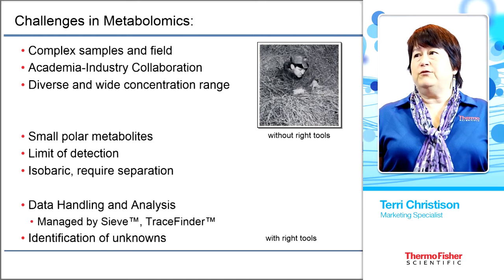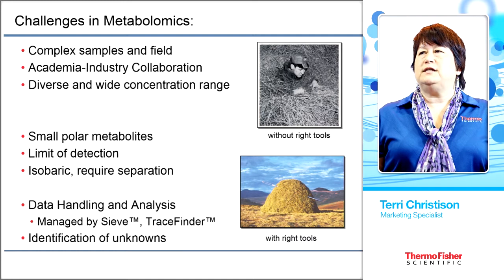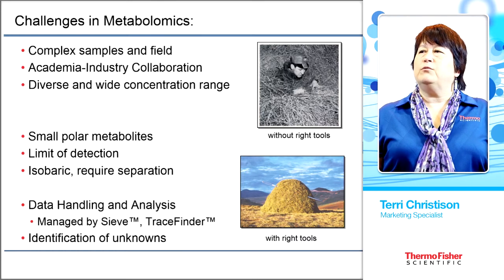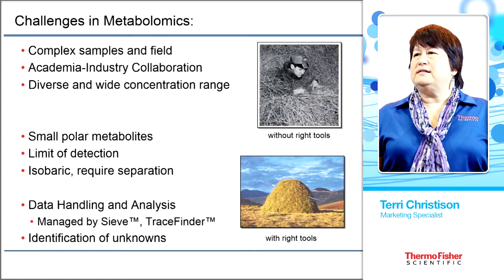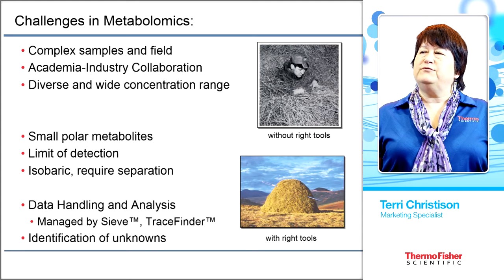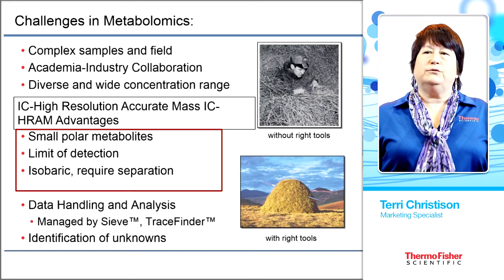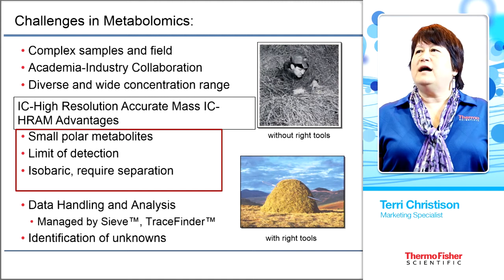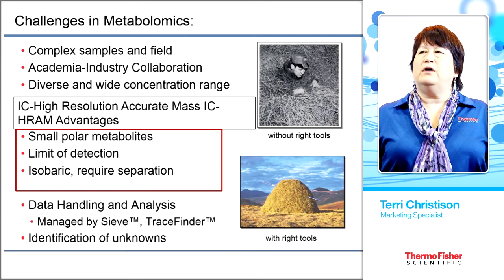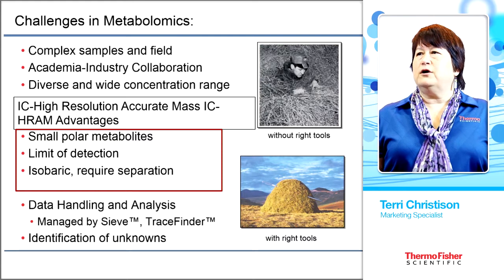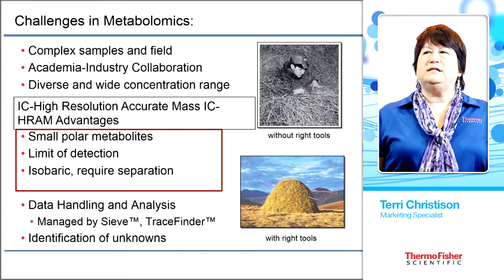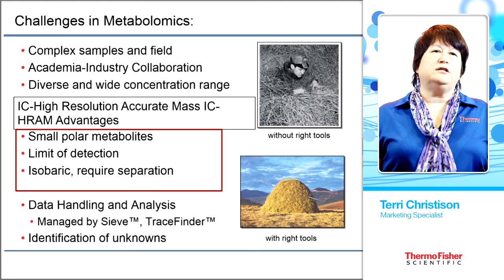The limit of detection is very important, often requiring very low detection limits. And as well, these are isobaric, requiring separation, meaning that with the mass spec alone, they cannot be identified, and we need a chromatography separation method on the front side. And of course, data handling and analysis managed by Sieve and TraceFinder, mzCloud, and LipidSearch. And of course, always identification of unknowns, and that will continue to be a big issue. Where I see high resolution, accurate mass, IC-HRAM has advantages, of course, is in the small polar metabolites and the limit of detection and the isobaric compounds, and that's what we're going to talk about today.